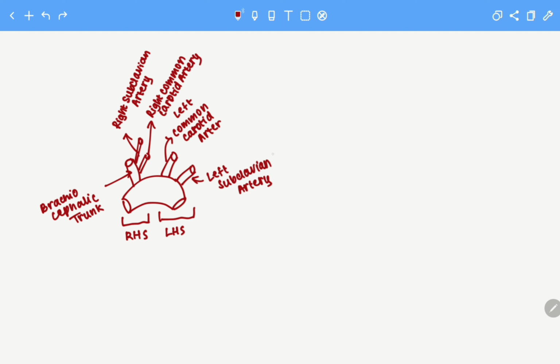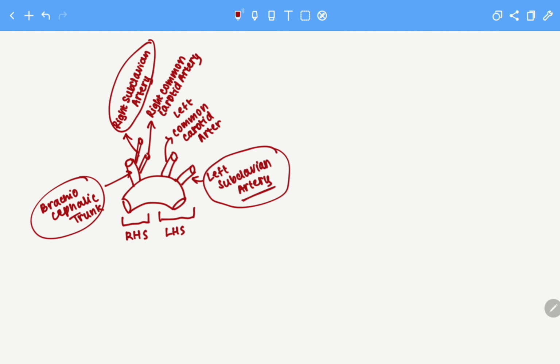The focus of this video will be the left and the right subclavian arteries. So the left and the right subclavian arteries will then give rise to the axillary artery, the arteries of the brachial region, and then the arteries of the forearm. So one thing that we need to remember here is that the right subclavian artery will come out from the brachiocephalic trunk, while the left subclavian artery will directly come from the aortic arch.